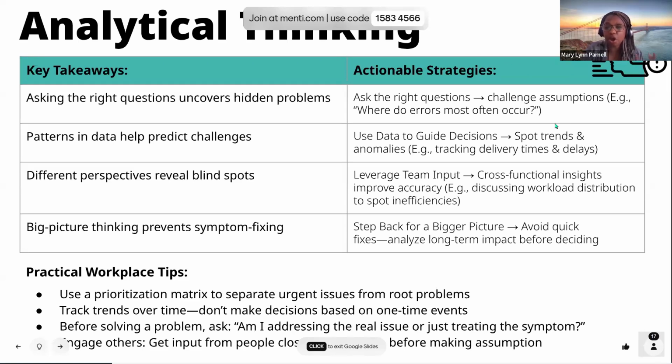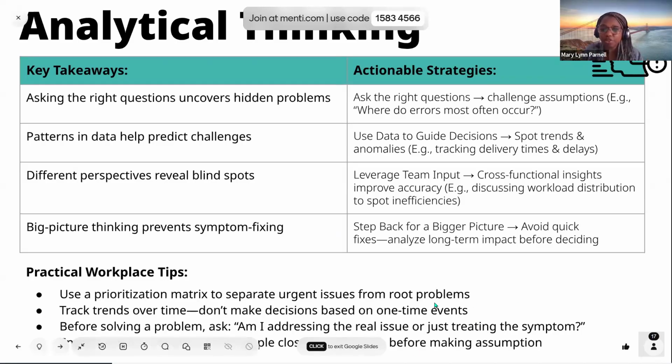before deciding. So we talked a lot about what does it look like to do short-term changes or long-term changes? What's the impact? How are we going to look at the big picture thinking to prevent just symptom fixing, only looking at the symptoms and not really getting to the root problem? So some of the workplace tips that we have are using a prioritization matrix to separate urgent issues from root problems, tracking trends over time. So don't make decisions based on one-time events.